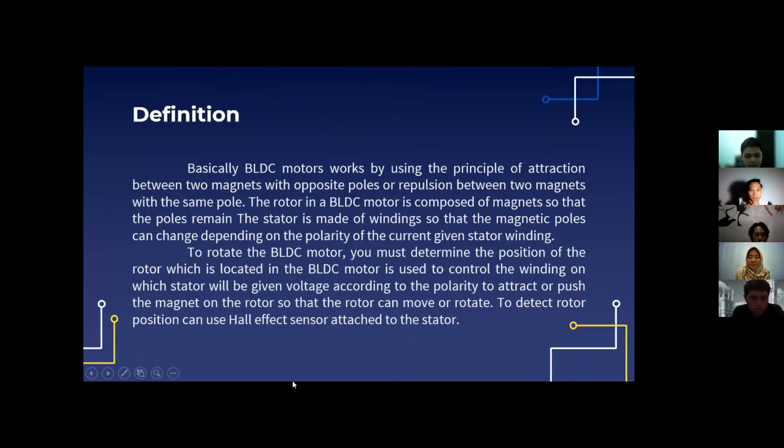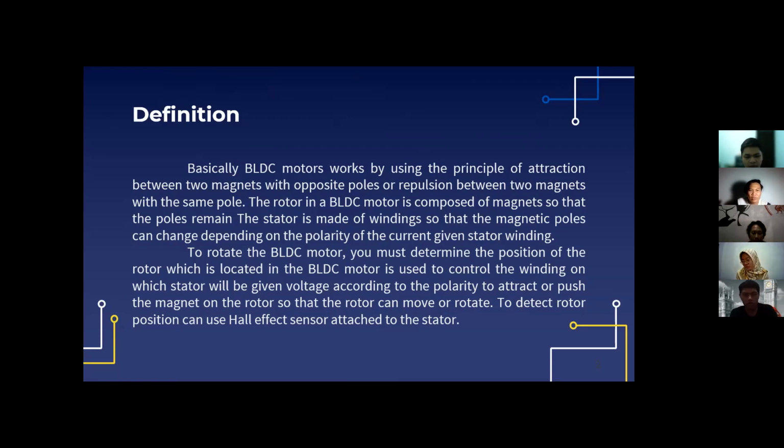Next. Definition. Basically, a BLDC motor works by using the principle of attraction between two magnets with opposite poles and repulsion between two magnets with the same pole. The rotor in a BLDC motor is composed of magnets so that the poles remain, while the stator is made of windings so that the magnetic poles can change depending on the polarity of the current given to the stator winding.